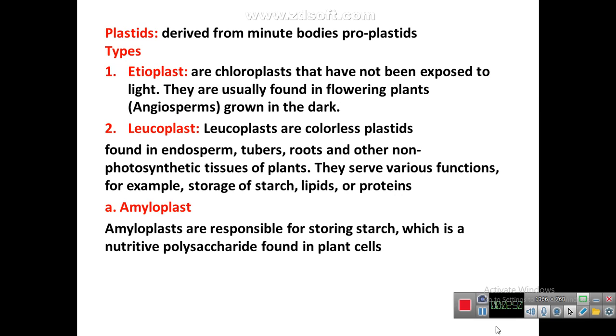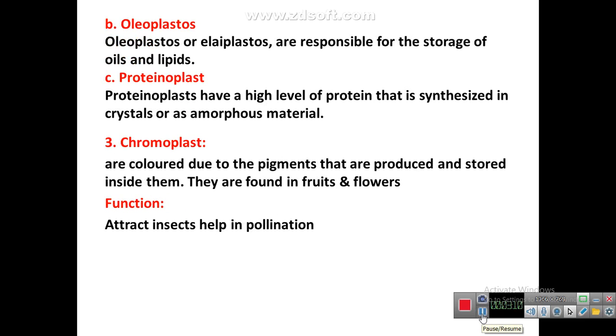Second type is the leucoplast. These are colorless plastids found in the endosperm, tubers, underground stems, roots and other non-photosynthetic tissues of the plant, serving various functions for the storage of starch, lipid and proteins. First type of leucoplast, amyloplast, responsible for storing starch. Second type, oleoplast or elioplast, responsible for the storage of oils and lipids. And third type, proteinoplast, that has high levels of proteins synthesized in crystal or amorphous material.